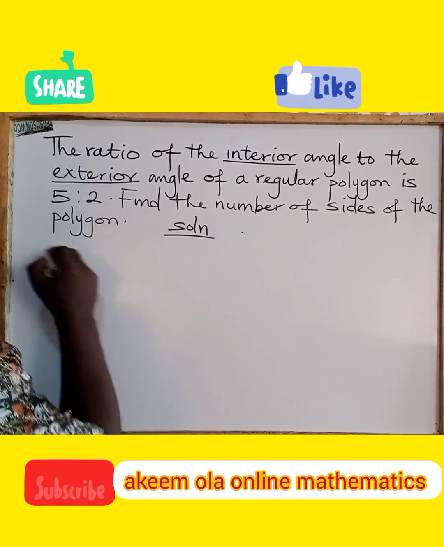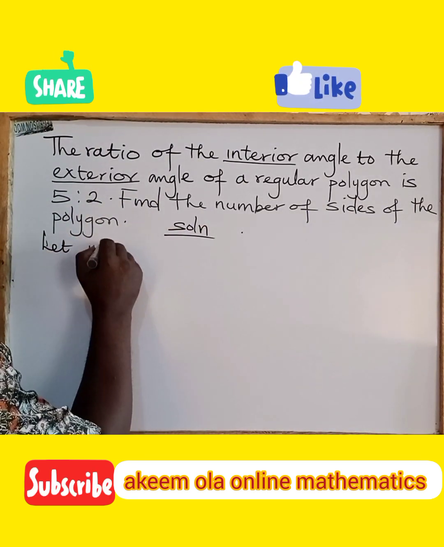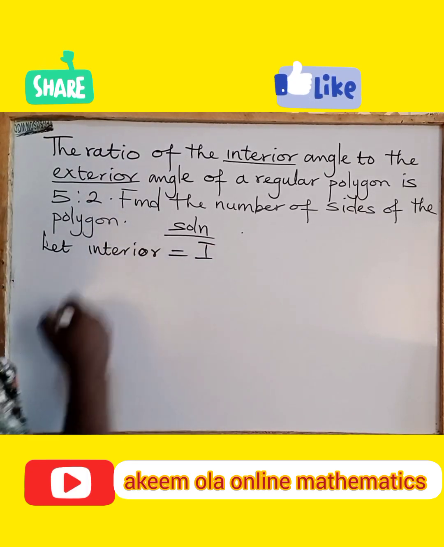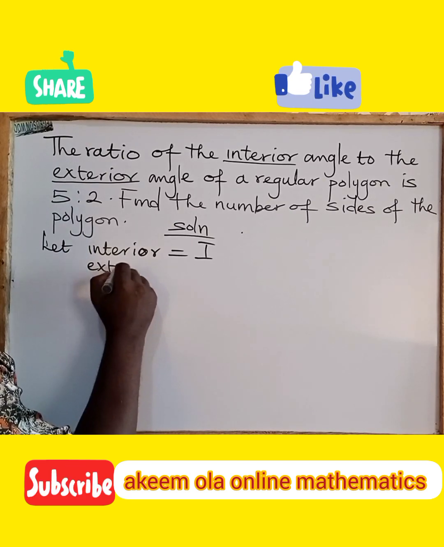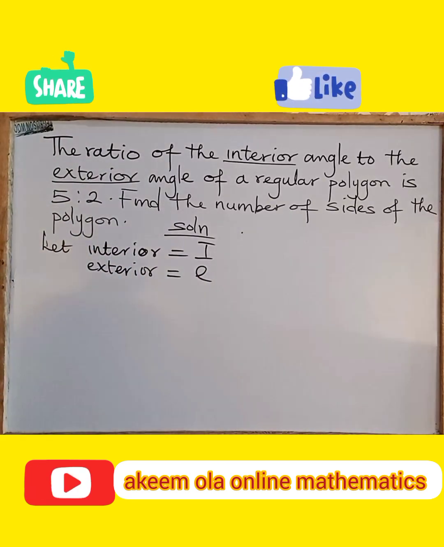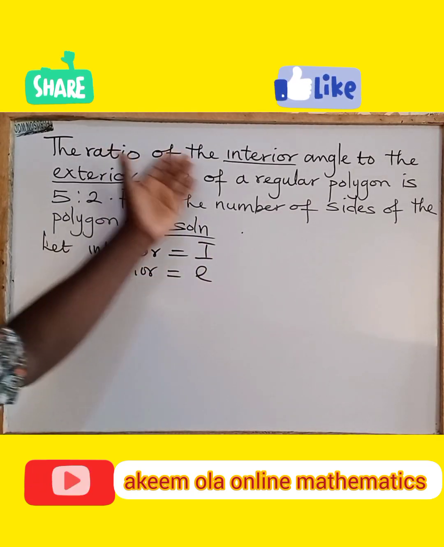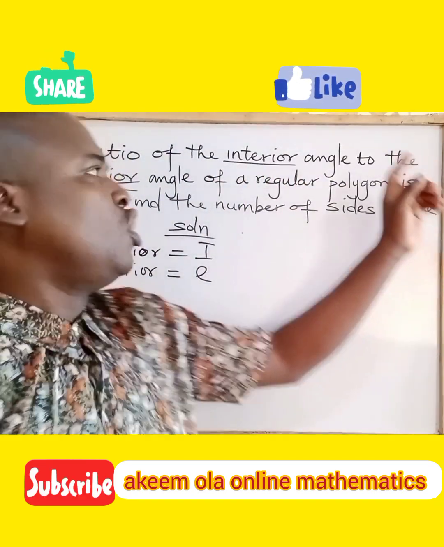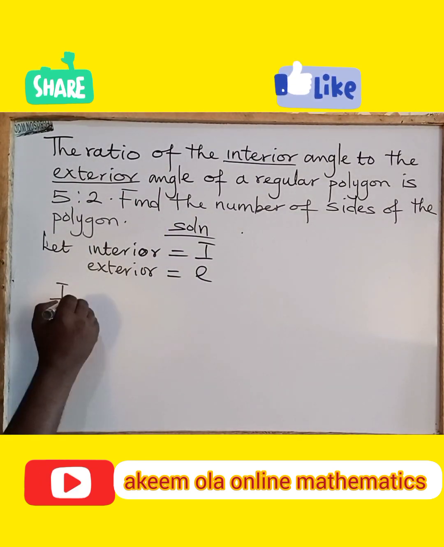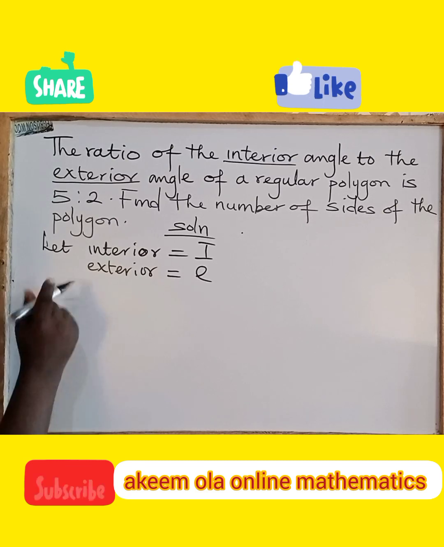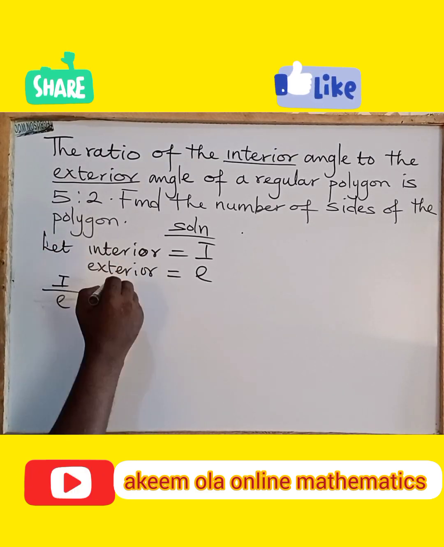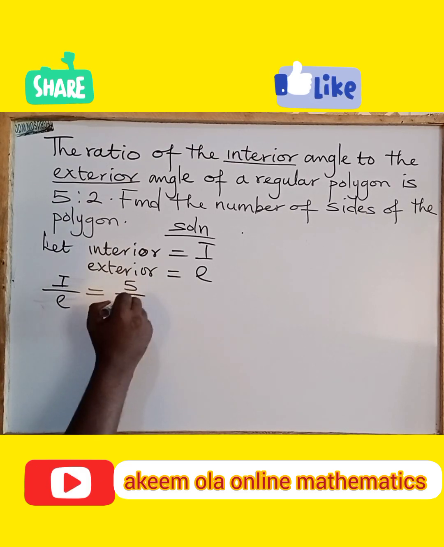Let the interior angle be I, and let the exterior angle be E. Based on what we have from the question, they said the ratio of the interior angle to the exterior angle. That means we are going to have I all over E, which is equal to the ratio, 5 all over 2.